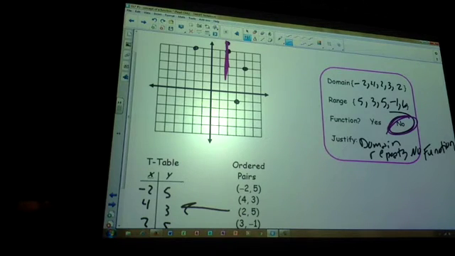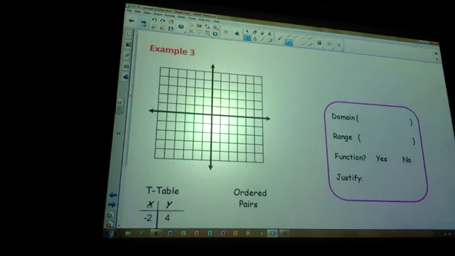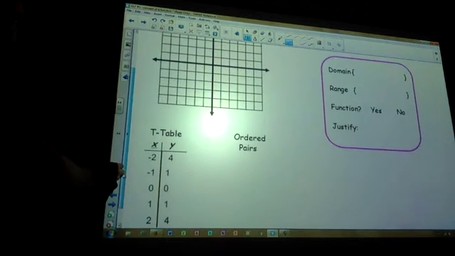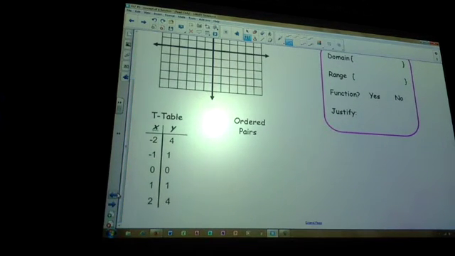So if the domain repeats, then is it a function? Wait, I have a question. If the domain repeats, then is it a range? Wait, no. But if the domain doesn't repeat, is it? If a domain repeats, it's no function. If it does not repeat, you have a function. If the domain repeats, no function. Then say it. Say domain repeats.